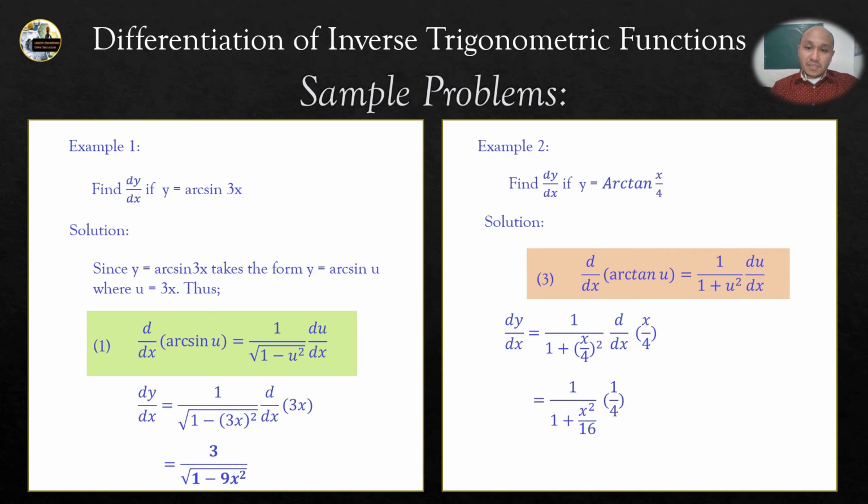So this is x raised to 2, then 4 raised to 2, times 1/4. The 1/4 came from the differentiation of d over dx of x over 4, which is equivalent to 1/4. So our final answer now is equivalent to 4 over 16 plus x squared. So this is our final answer for problem number 2.